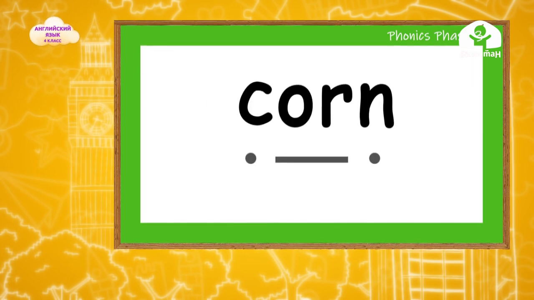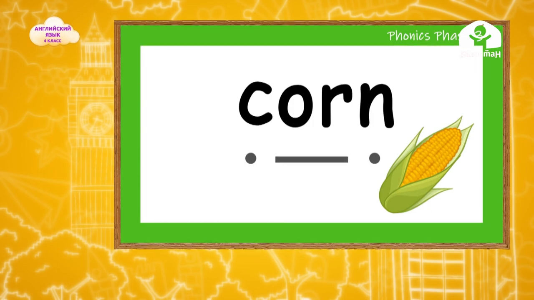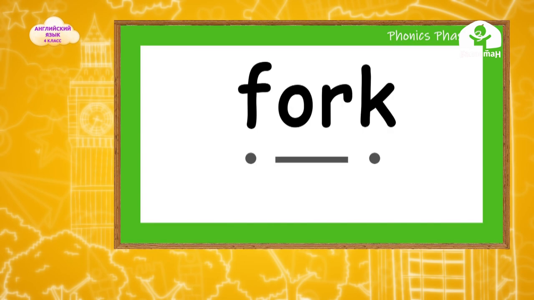Time for another word. K, OR, N, corn. Let's sound that out again. K, OR, N, corn. Well done. Let's move on to another word. F, OR, K, fork. Shall we sound it out one more time? F, OR, K, fork. That's great! Let's look at the next word.